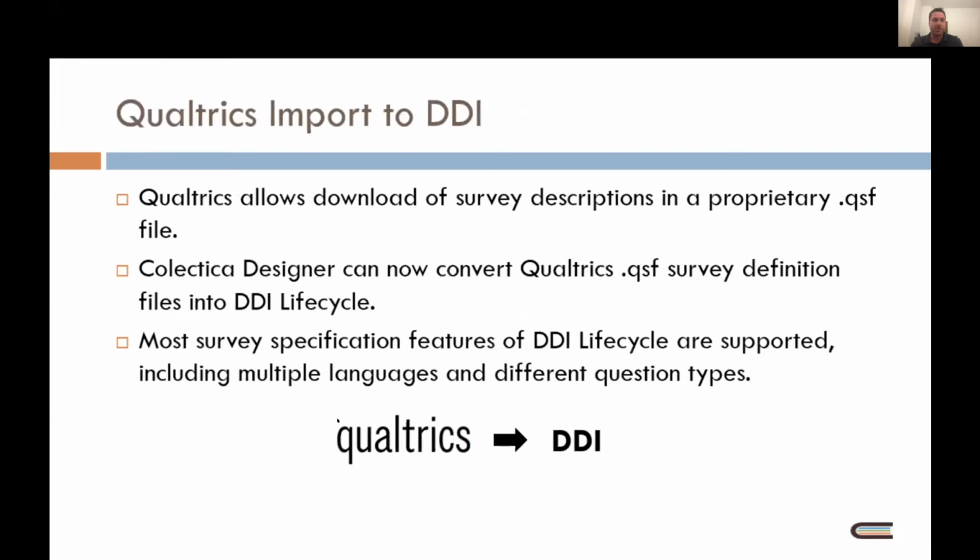Okay, another new feature of Colectica 6.2 is Qualtrics import to DDI. So Qualtrics, the survey software, allows a download of survey descriptions in a proprietary QSF file. And now Colectica Designer can convert those Qualtrics QSF survey definition files into DDI Lifecycle. So most survey specification features of the DDI Lifecycle are supported, including the multiple languages and different question types.